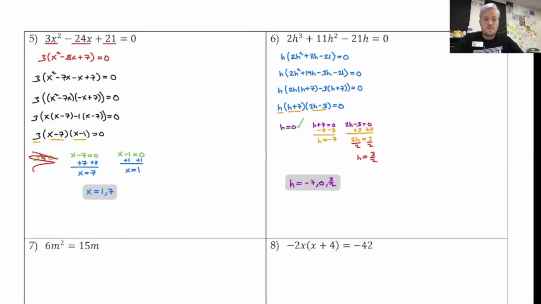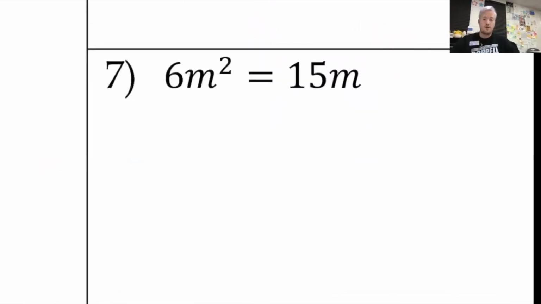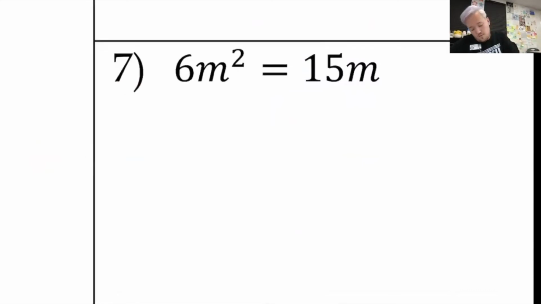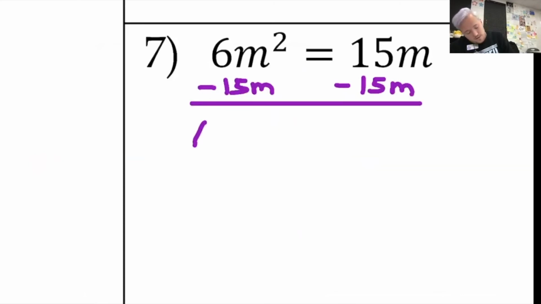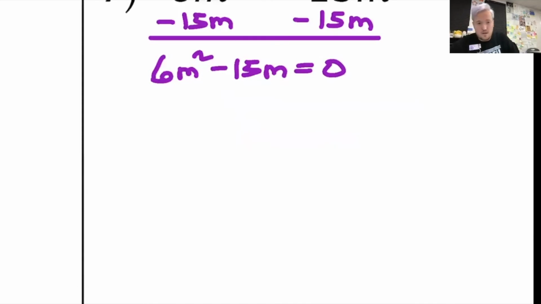All right. So looking at number 7, this is where the rearranging is going to start coming into play. Here, I want to move everything on the same side of my equal sign. So I'm going to subtract the 15m on both sides. So I'm going to have 6m squared minus 15m equals 0. And now I want to do my GCF. Between the 6m squared minus 15m, I can take out a 3m. So when I take out that 3m, I have 2m minus 5.